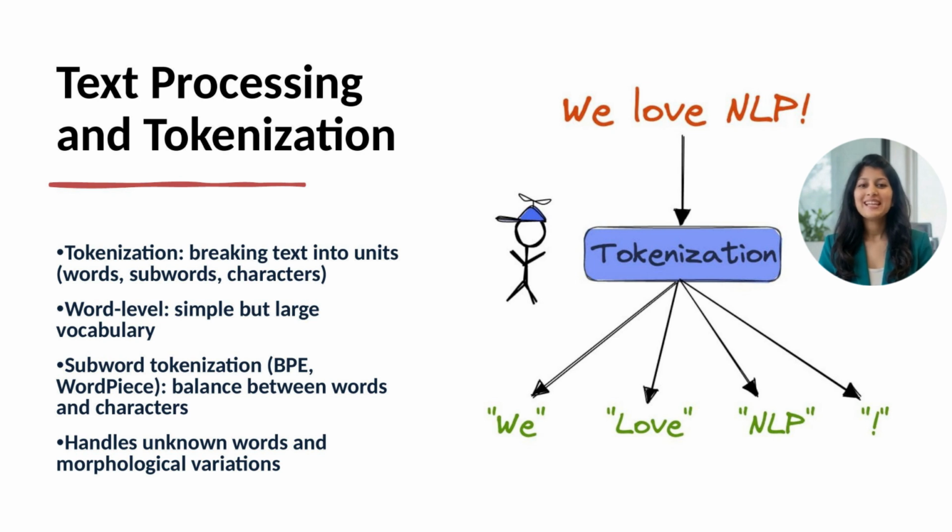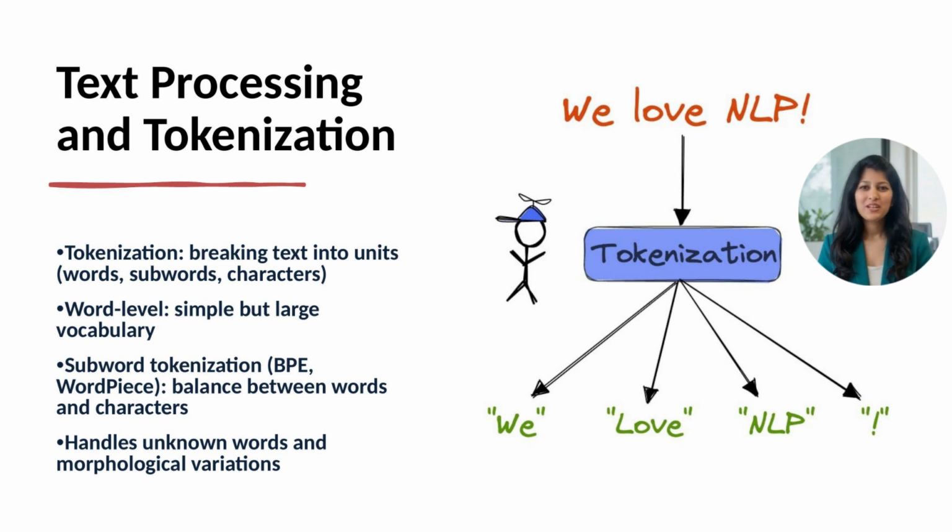Before we can process language with neural networks, we must convert text into numbers. Tokenization is the first critical step. Tokenization breaks text into discrete units called tokens. The simplest approach is word-level tokenization, split on whitespace and punctuation. "The cat sat" becomes 3 tokens. This is intuitive but has problems.